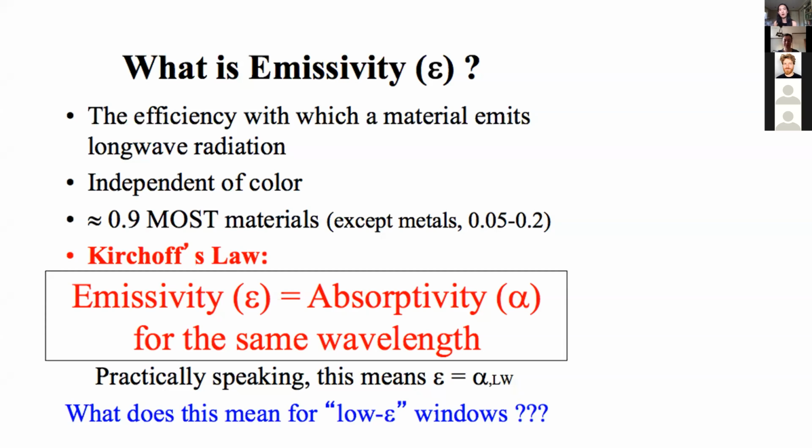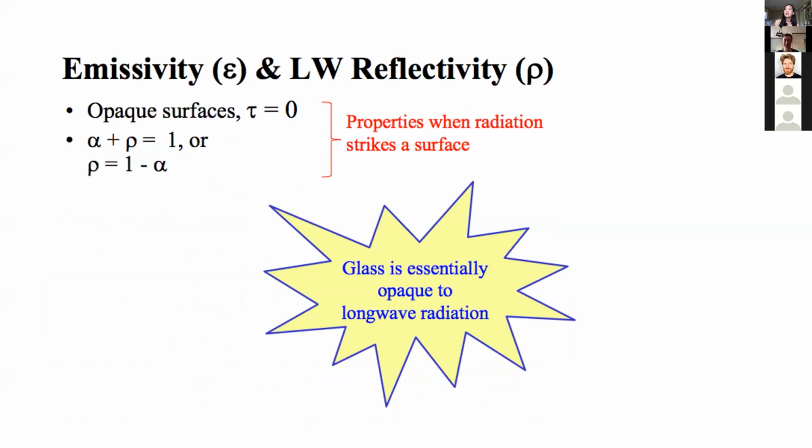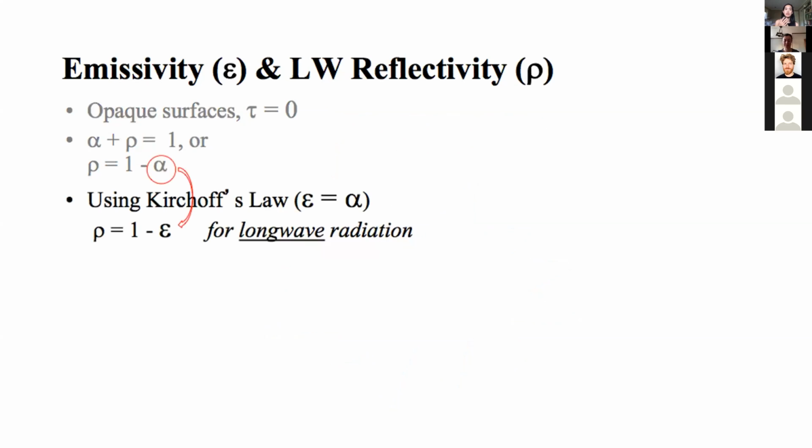So we'll relate this to low E windows. So going back, glass is opaque to long wave radiation. So we take the incident formula for opaque surfaces where transmission equals 0. So that means the Greek letters translated, absorption plus reflection equals 1. And then when you flip that around, reflection equals 1 minus absorption. Then you take Kirchhoff's law from the previous slide, where emissivity equals absorptivity, and then the equation becomes reflection equals 1 minus emissivity for long wave radiation.